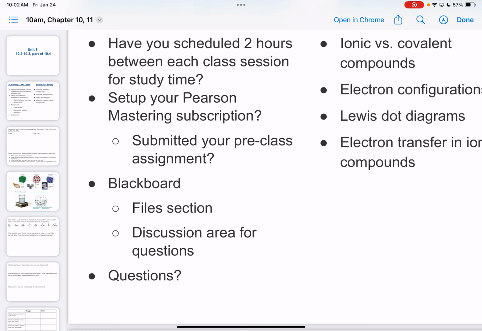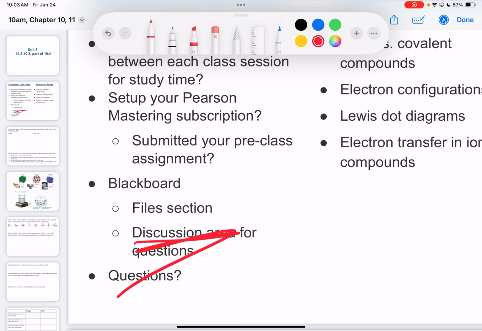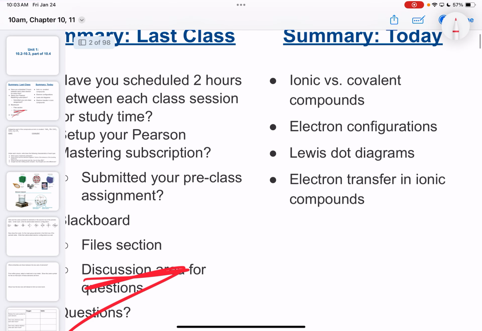We will set up your Pearson after class. Hopefully everyone has submitted that pre-class assignment. If for some reason you are having tech issues or just added, you can do the assignment over the weekend and just email me, and then I'll take off the late points. Forget the discussion thing because I took that off a year ago. And then files. You should be good. Okay, any questions? Technology, orientation, course structure. We'll get you stuff you need after.